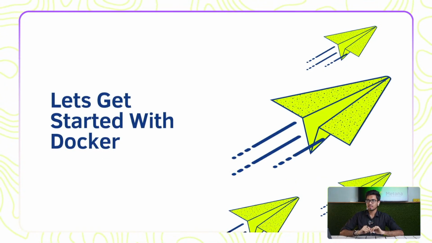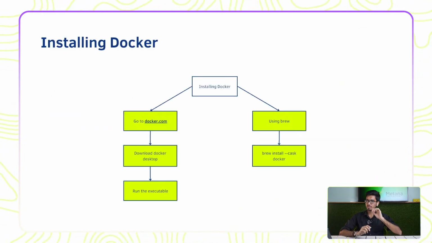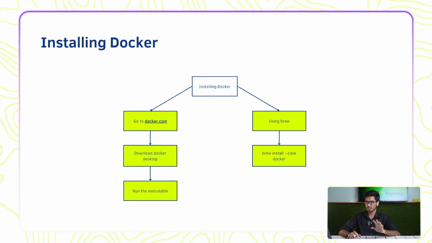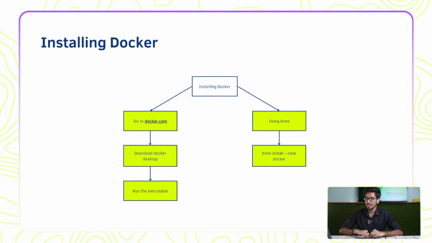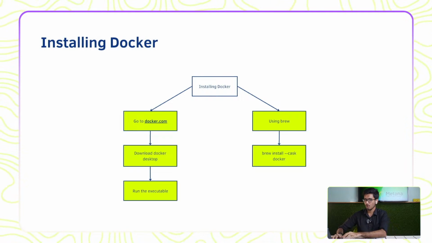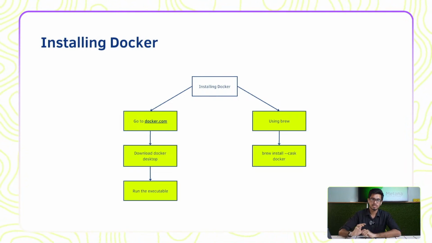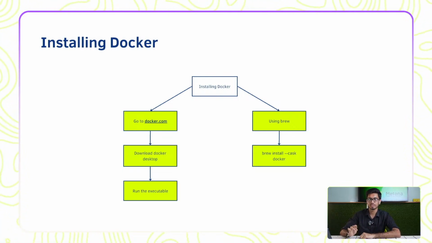So let's get started with Docker. For those of you who have not yet installed Docker, this is the general way of installing it. Whether it's a Windows machine, a Mac OS machine, or any kind of machine, you can go straight into docker.com, get the relevant installation, install it, and run it on your machine. It's going to be that easy to run Docker.